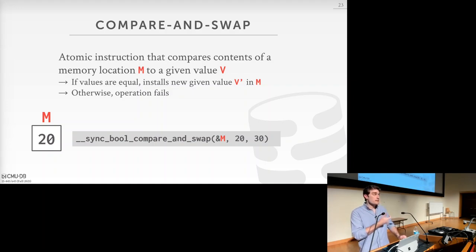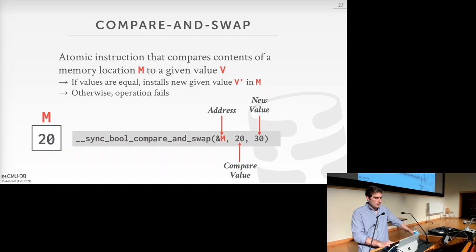You can do the same thing to update the slots in the hash table. Just as an example, let's say we have a memory address we want to update. We want to compare it to value 20. So if it exists as value 20, we want to set the new value to 30.